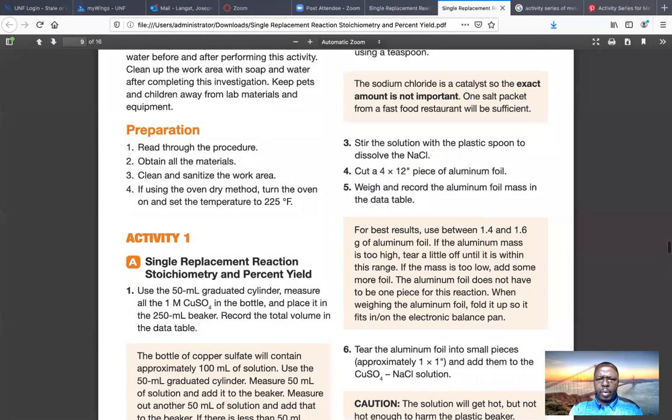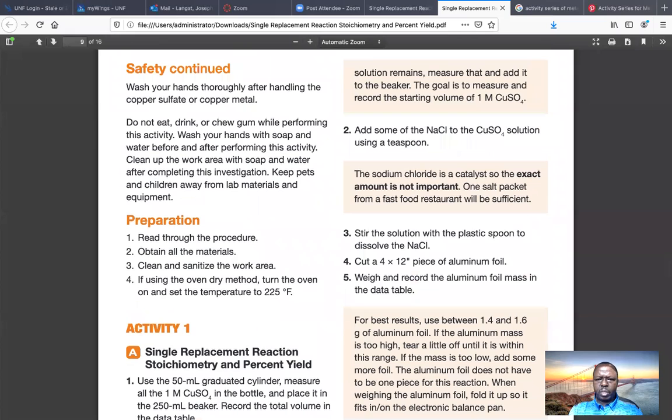cut the aluminum foil. Once you measure that, you have your solution here. Please do not use the calibration on the beaker and say it's not gonna work. Use that and record the total volume. Make sure you have table salt in there. It acts as a catalyst. You know what a catalyst is? It is a reagent added in there so that it speeds up the reaction.